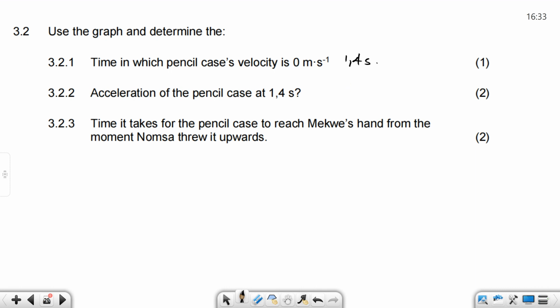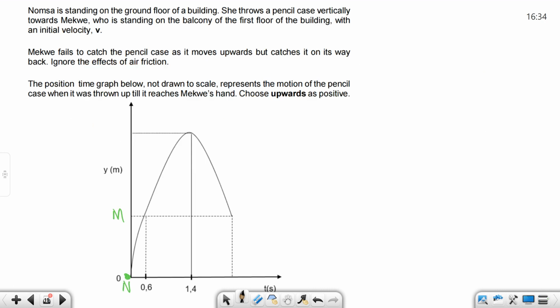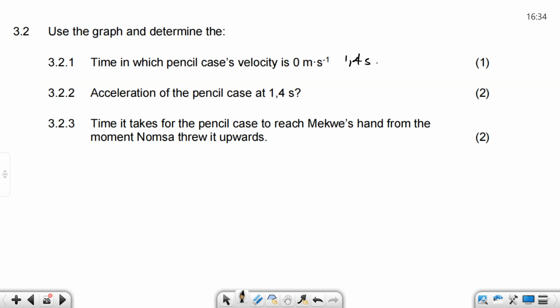Use the graph to determine the acceleration of the pencil case at 1,4 seconds. What is the acceleration at 1,4? It's a free fall. Anywhere. The examiner will always use the maximum height to deceive you there. Anywhere on this motion, acceleration is what? 9,8 meters per second squared, and that's your 2 marks there.